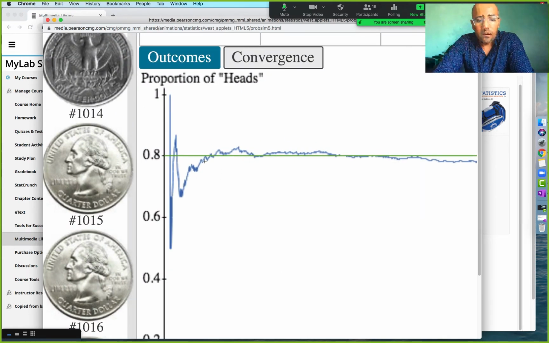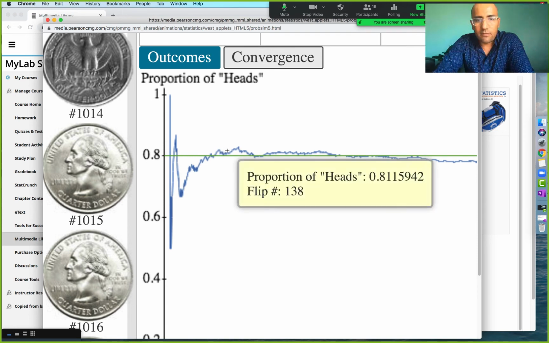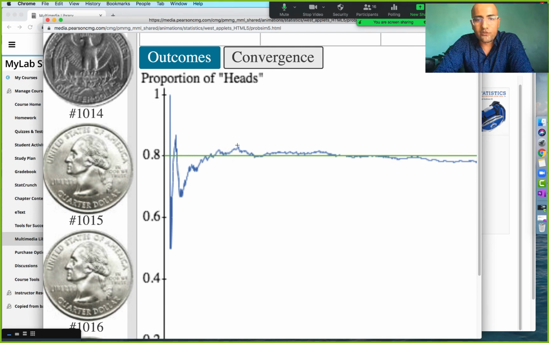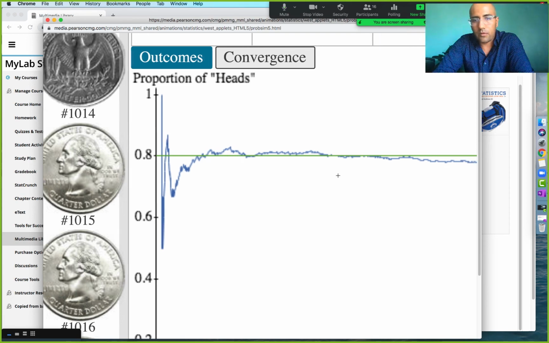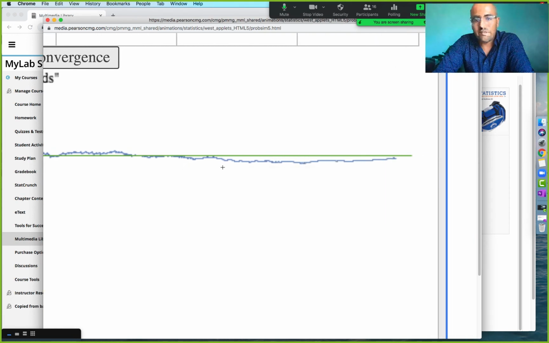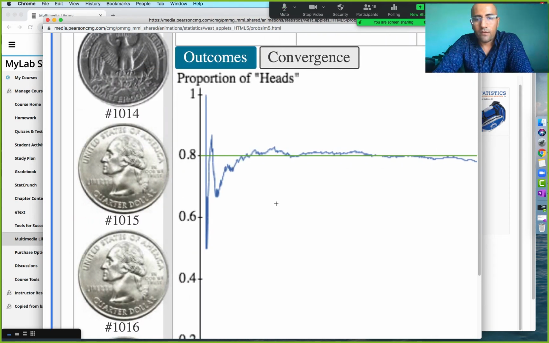So see how, zoom in here. Sometimes it went above it. The running proportion of heads was above the 0.8. And then it was equal to it, and then a little bit below, and then a little bit above, and a little below, a little below, below, below, below, and eventually somewhere around there. Good.